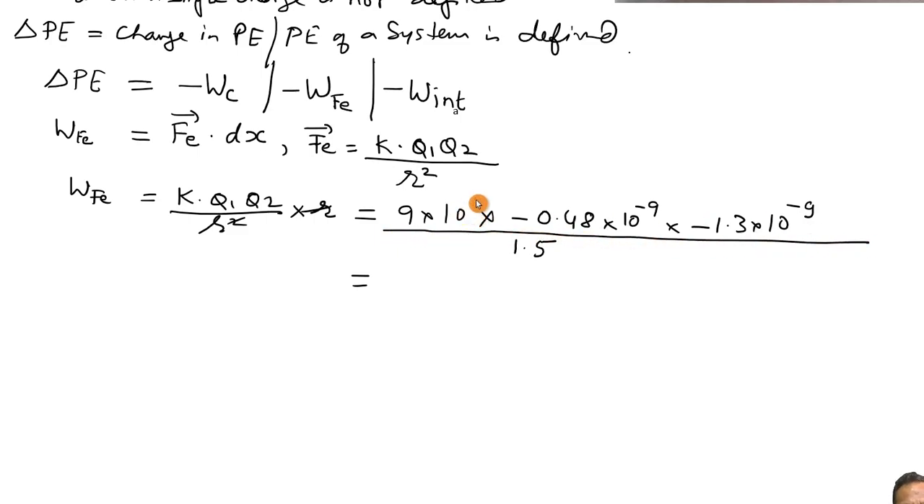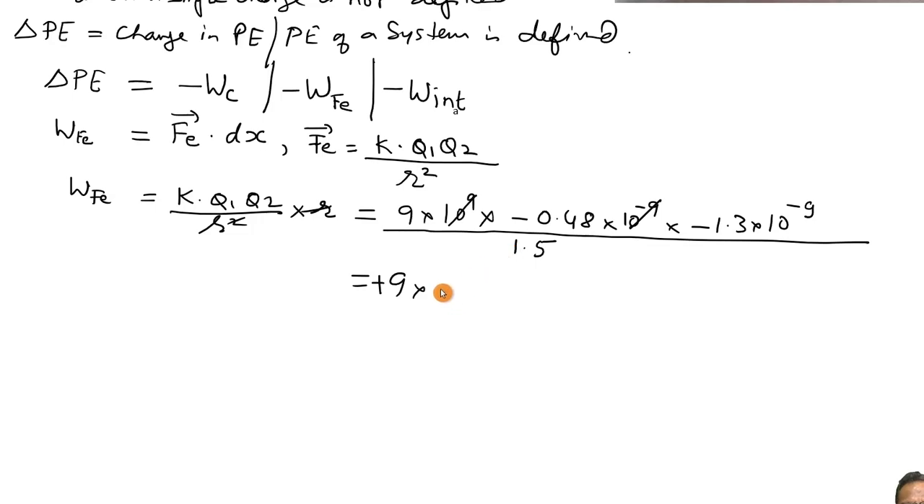This was 10 raised to 9. Rest is all okay. So what happens is this 10 raised to 9 and this 10 raised to minus 9 is cut off. It's gone. Now we are left with only 9 times this, minus into minus will make it plus. So I'll get a plus sign over here.